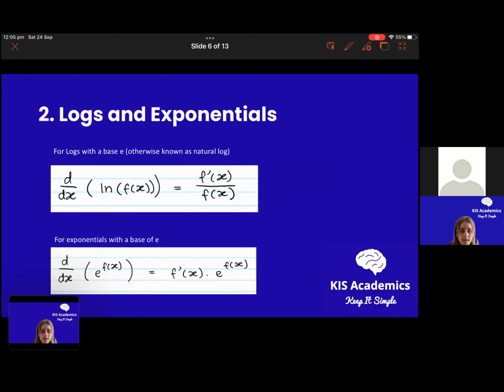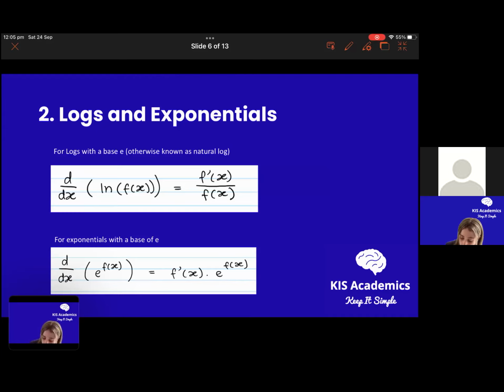So for logs and exponentials, the thing that I want to really focus on here is the difference between base e and base a, because I found that in schools, they kind of forget to teach you that. So these are the general rules for a log with a base of e. Whatever's inside your ln there, you're going to differentiate it normally with that basic rule that we just looked at. And that's going to become the numerator of your fraction. And then you're going to take the original and keep it on the bottom.